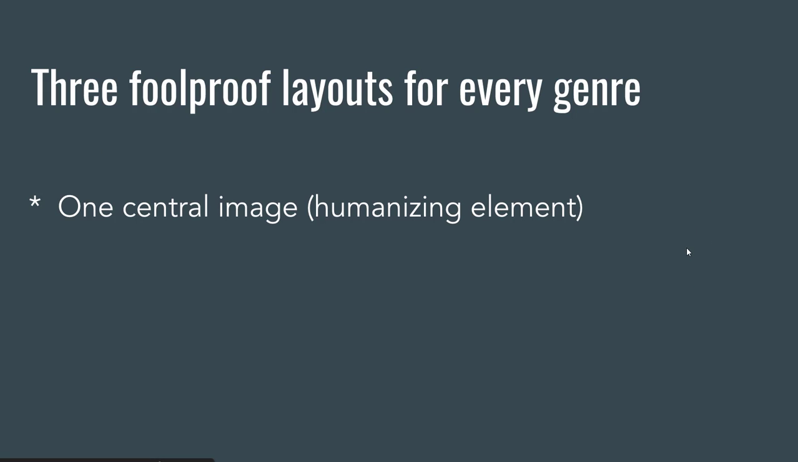The first one is just one central image. You have basically a landscape, maybe with a house. I like to have a humanizing element, so you could have a shoe or a bicycle or something that refers to a character rather than just a landscape.